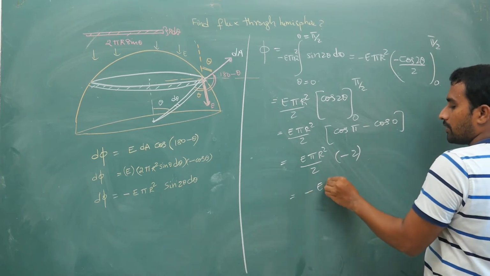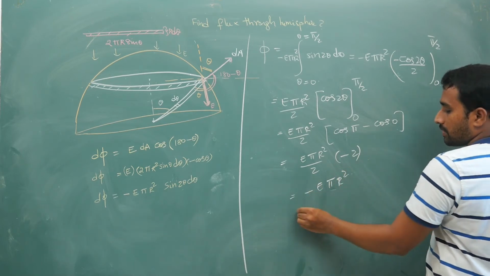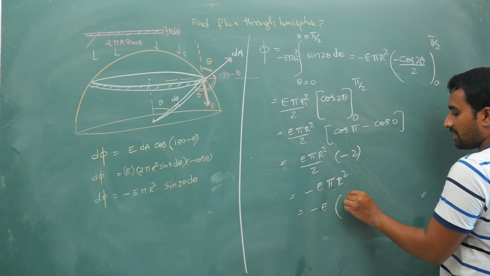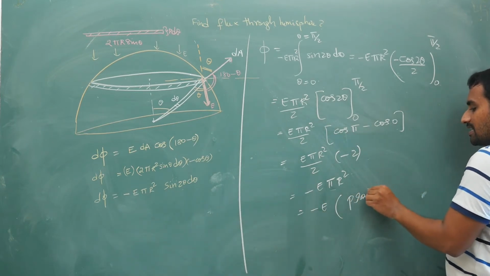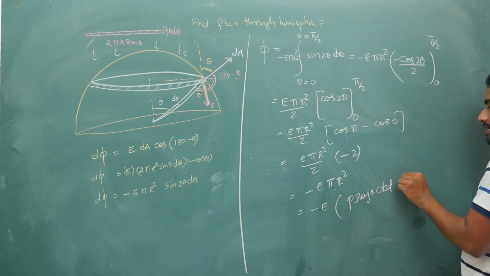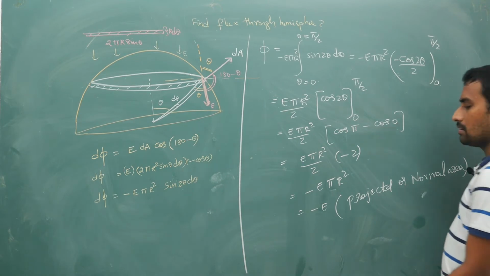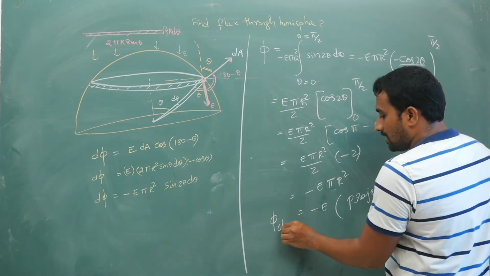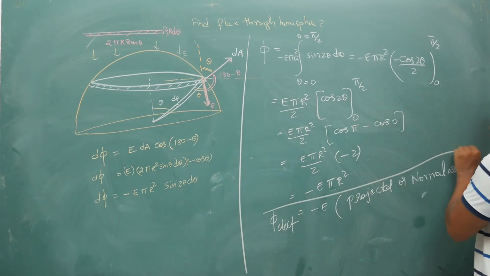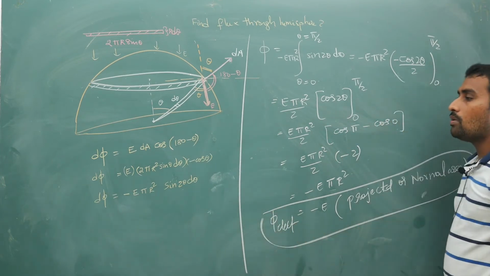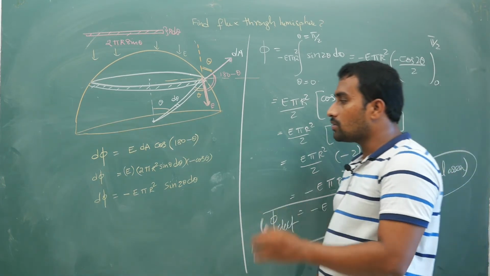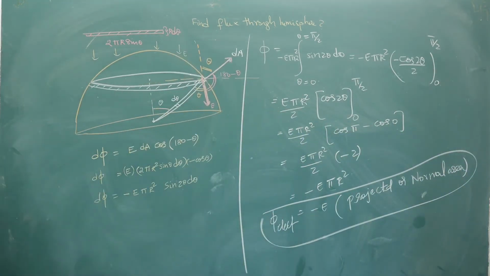So you are going to get minus E times pi r square. That is equal to minus of E times your projected or normal area. Okay, so what is this projected or normal area? I will explain now, but after integration you got this much. What is the other way, without doing all this integration, in which you can calculate this projected or normal area? I will tell you now.